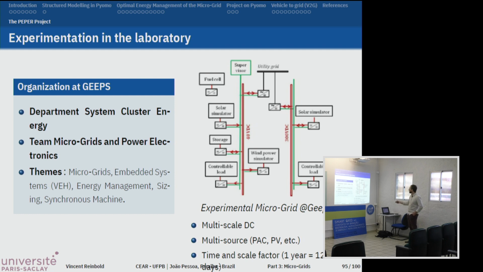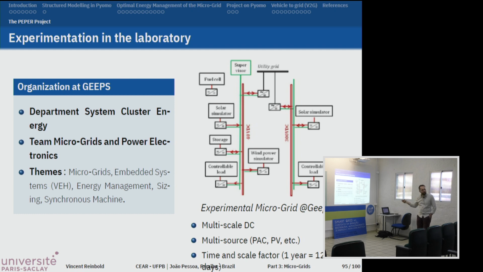This is the windmill, the wind power simulator. This is the control. This is the storage. A solar simulator. There is a fuel cell. For the moment, the fuel cell is not connected to the grid. And there is a second bus, a high voltage bus, 300 volts, with a possible connection to the solar simulator and other high voltage loads. For the moment, this part is not done. We have only this part.